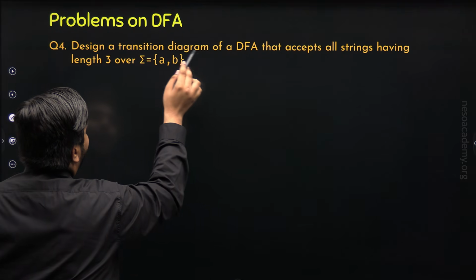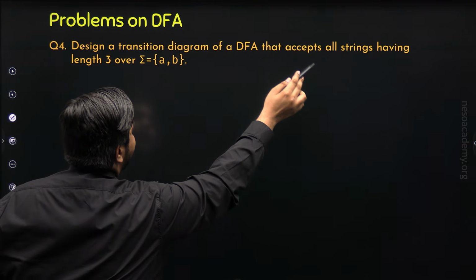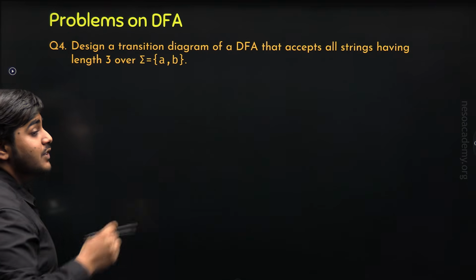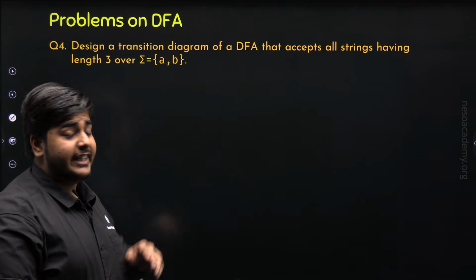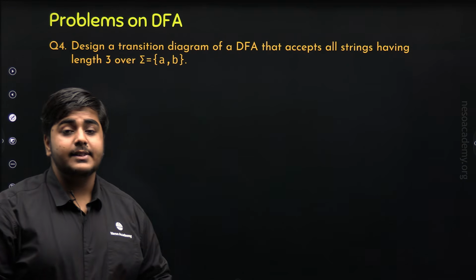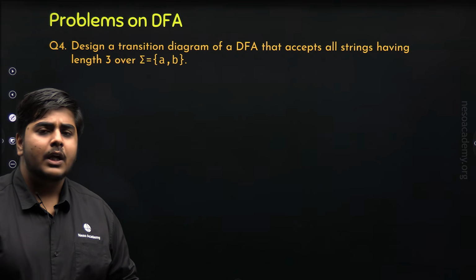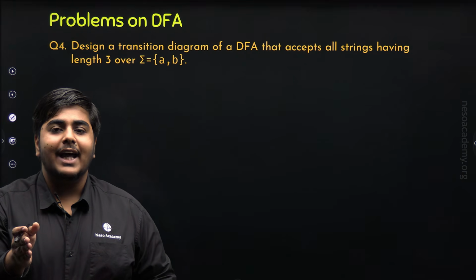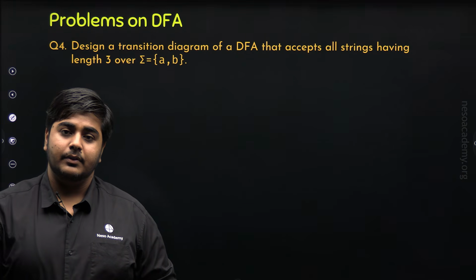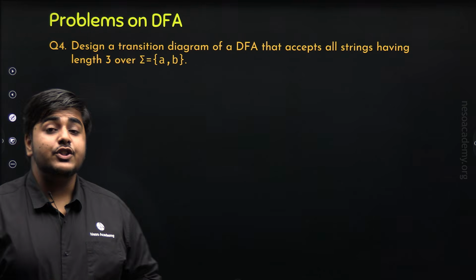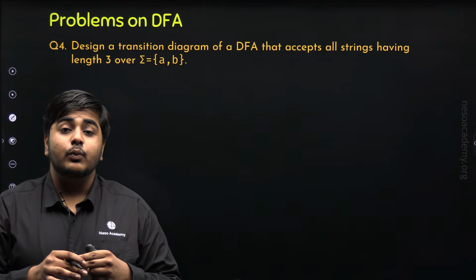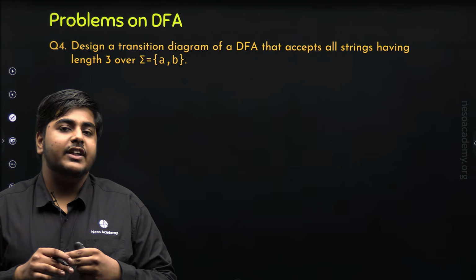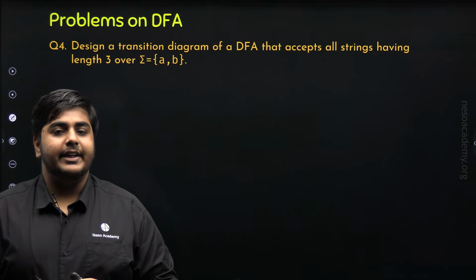Design a transition diagram of a DFA that accepts all strings having length 3 over the alphabet A, B, which means we are required to draw a transition diagram of DFA that accepts all the strings having length equal to 3. Now, length of a string I have already told you. Length of a string is defined as the number of symbols in that string. That means this DFA should only accept the strings which have number of symbols equal to 3, and it should reject the strings having number of symbols less than 3 or greater than 3.